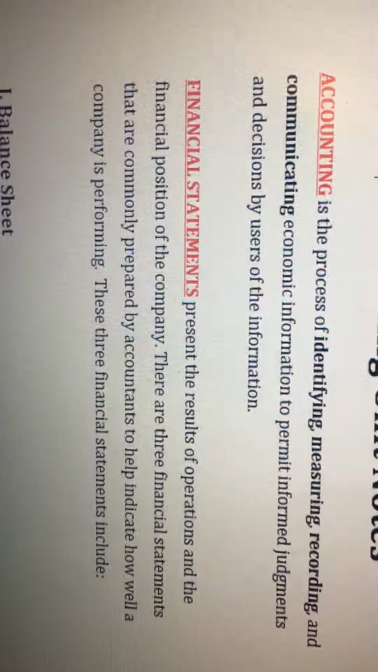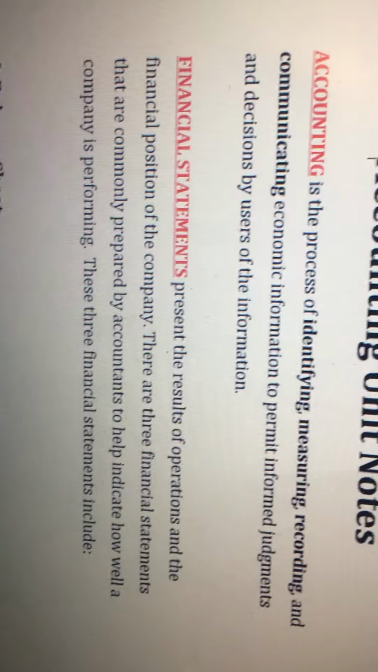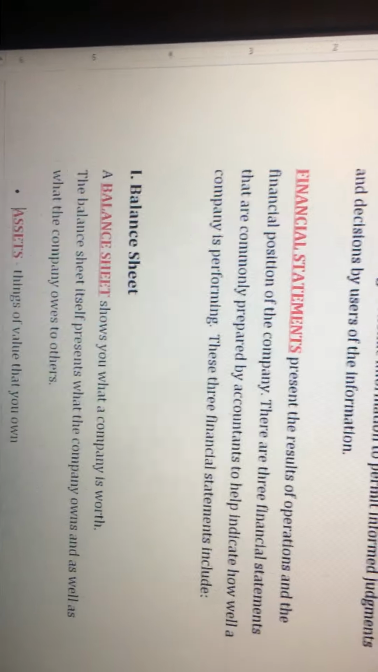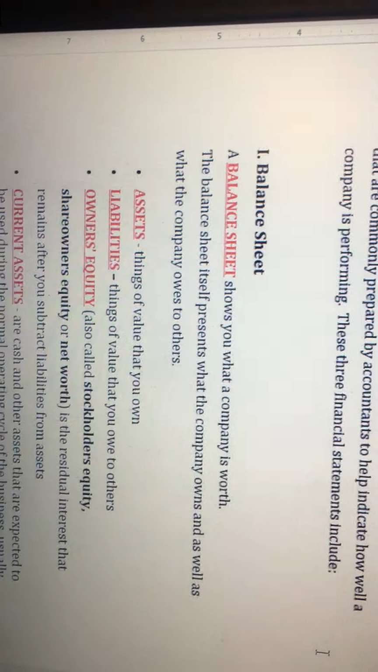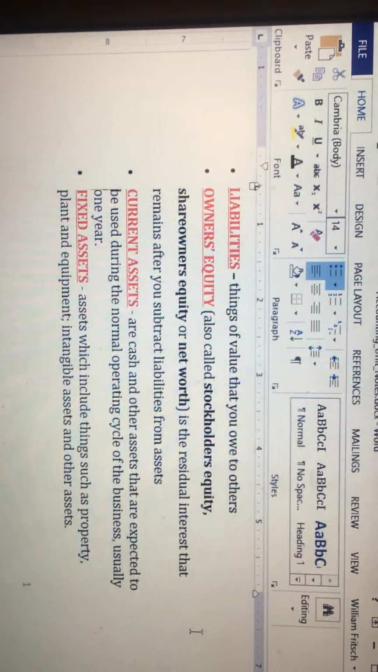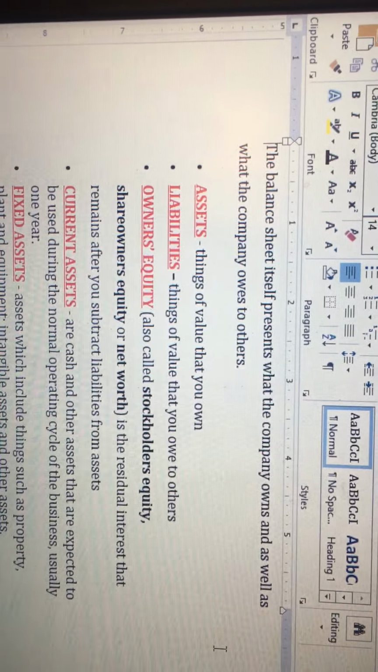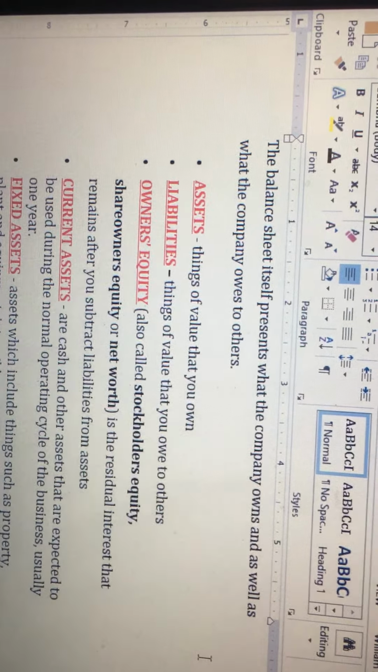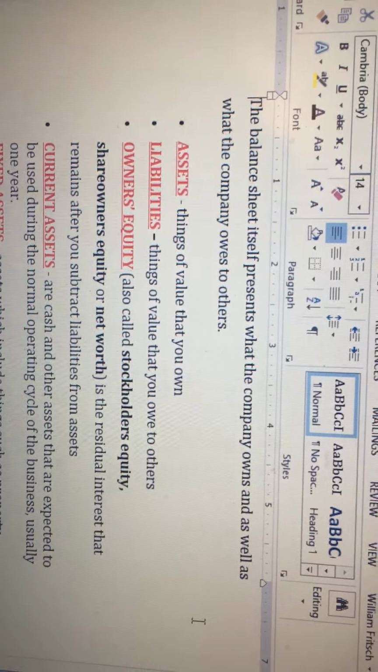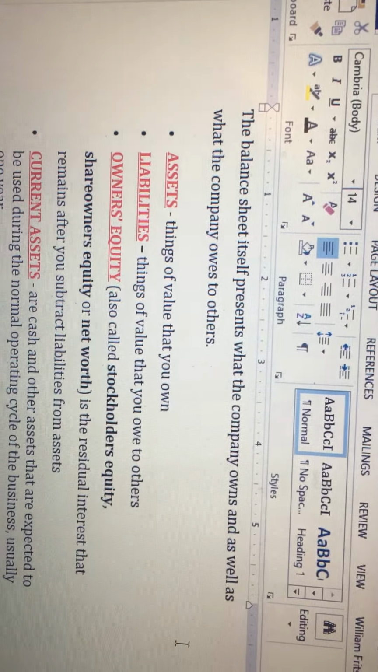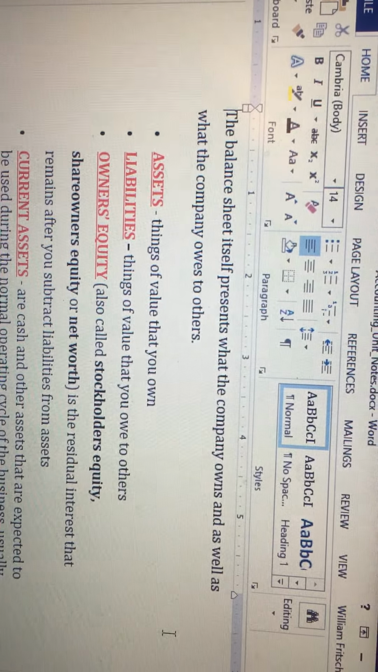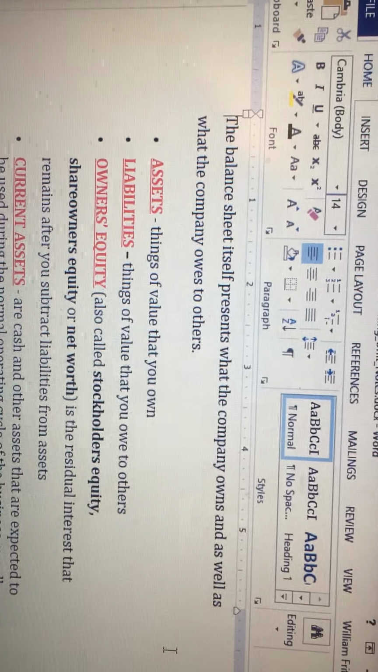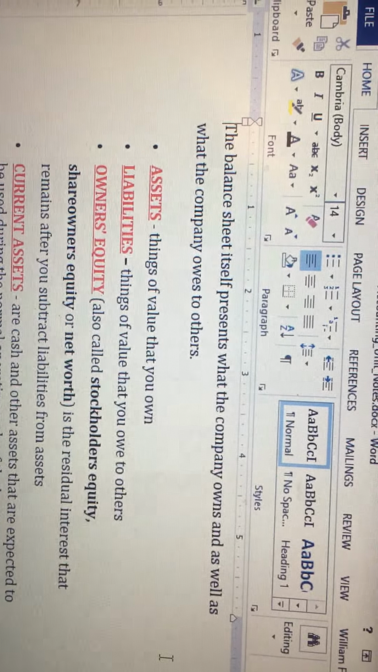All right, in accounting, they use financial statements to present that data. Two of the biggest ones are the balance sheet and profit and loss statement. Real quickly, the balance sheet shows what a company's worth. How does it do that? Well, it takes its assets, which are things that have value that you own, such as inventory, your equipment, your delivery vehicle, your uniforms, your menus, all those things that have value that you own. You subtract all the things that have value that you owe to others, known as liabilities, and you end up with owner's equity. That's what your company's worth. It's the net worth of your company.